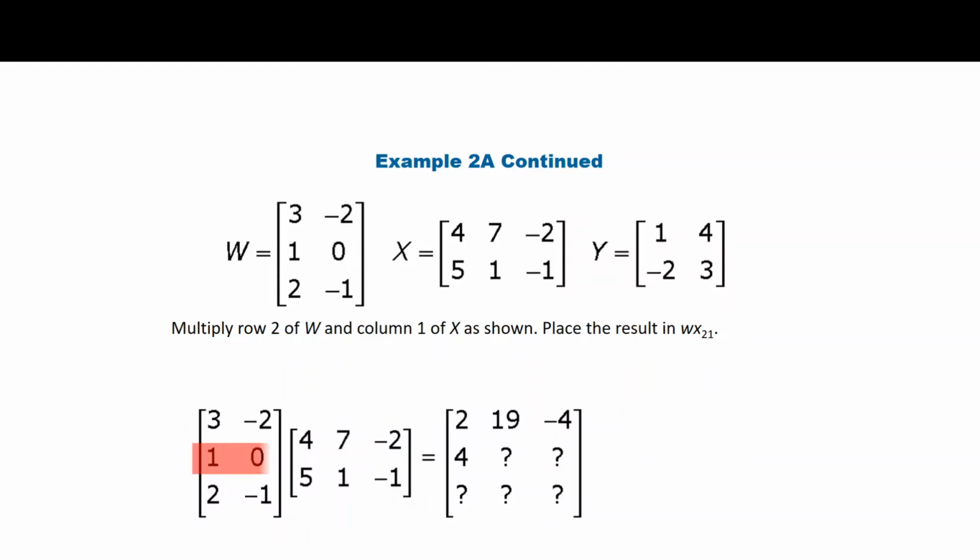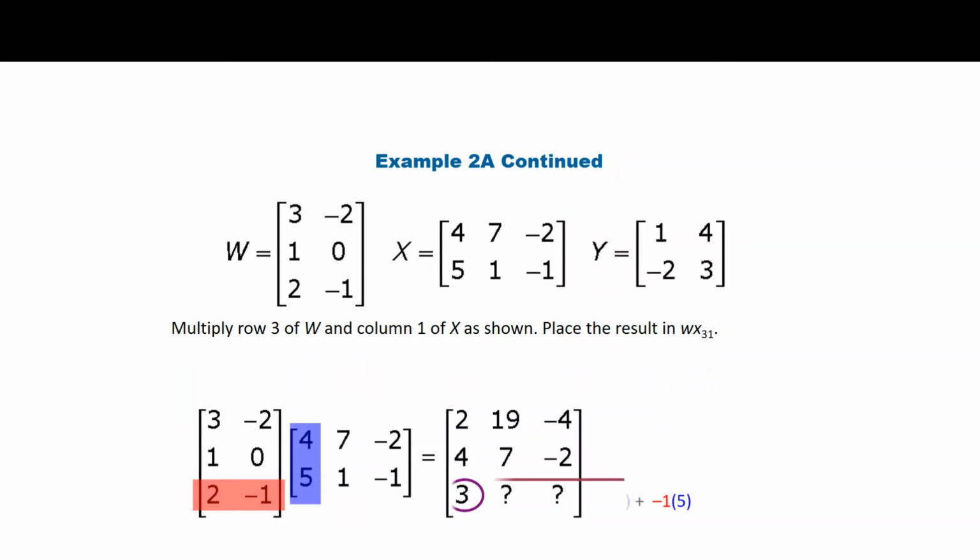Now we're going to go to the second row. Second row, first column. We're going to do it over again. 1 times 4 plus 0 times 5, and that's 4. Next, same row, second column. 1 times 7 plus 0 times 1. Add those together, we get 7. Same thing, second row, third column now. 1 times negative 2 plus 0 times negative 1, and that goes in the next slot.